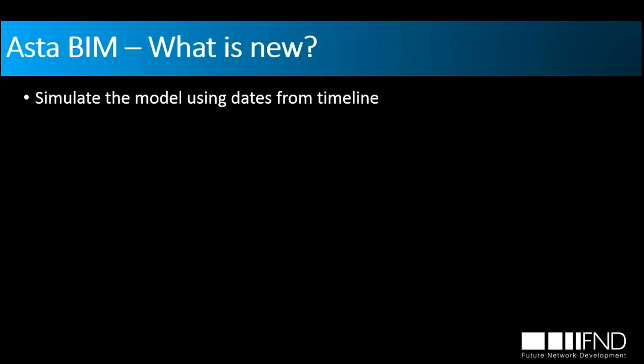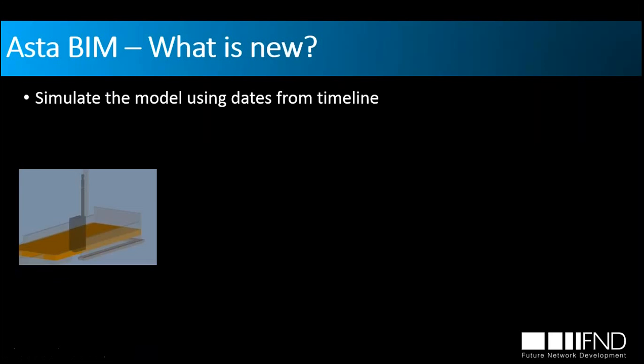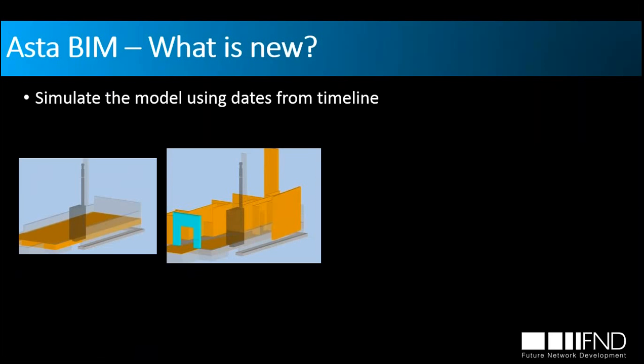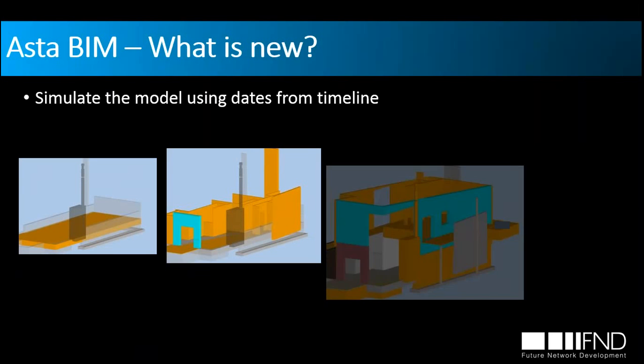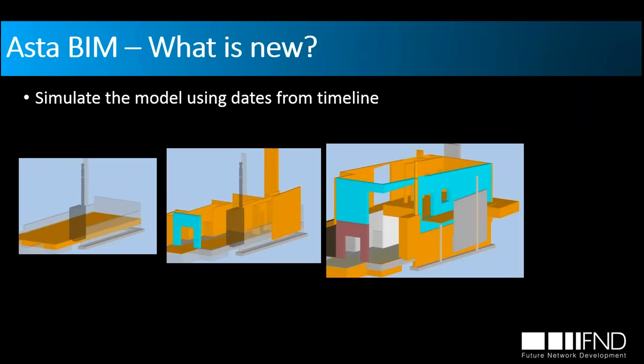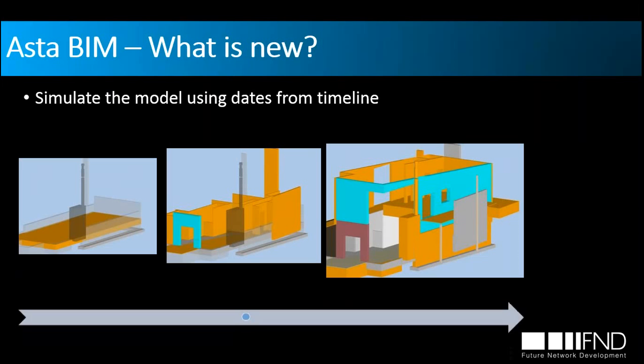After linking the activities with the project components, we can simulate the model using the dates from the timeline. So we can say, let's say every week or every month or any specific date, what is going to be our planned progress along the time.